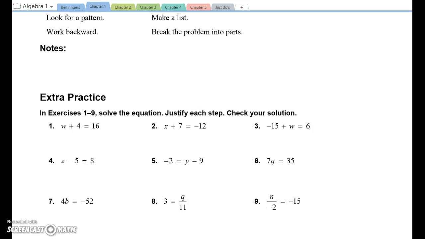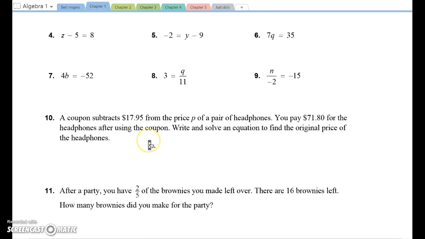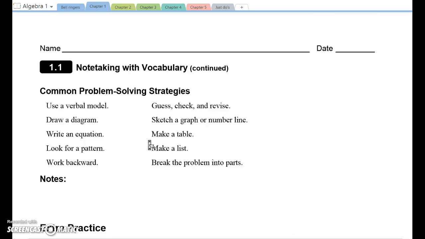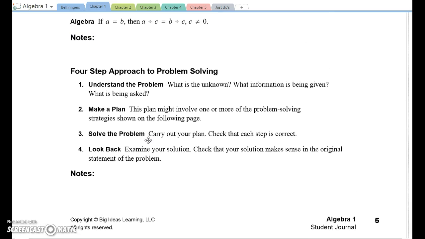Good morning, everyone. This is your optional video, your one and only optional video. We are going to be in our workbooks today, and let's begin on page 5. So go ahead and go to page 5 in your workbook, the workbook that I gave you today in class, or on Friday.